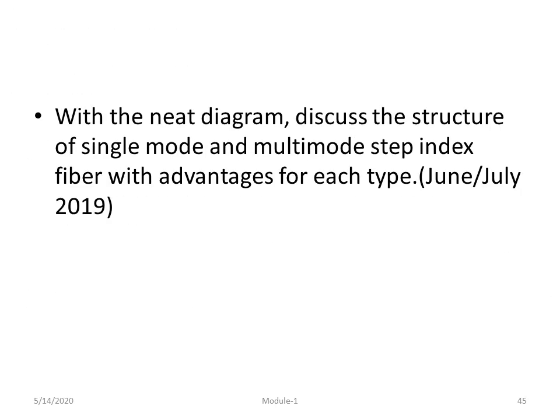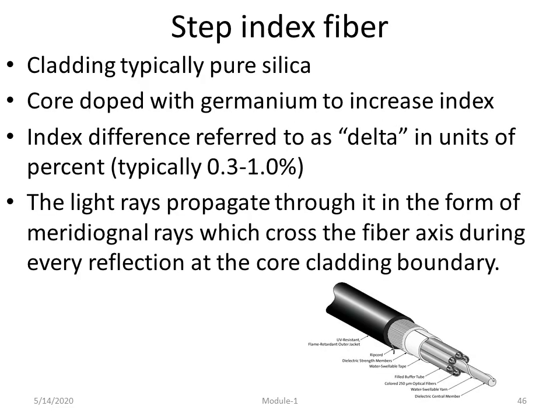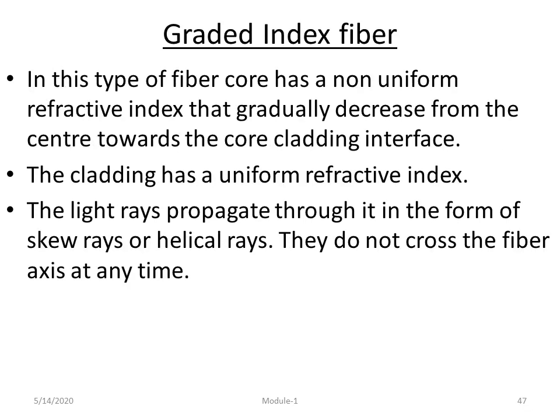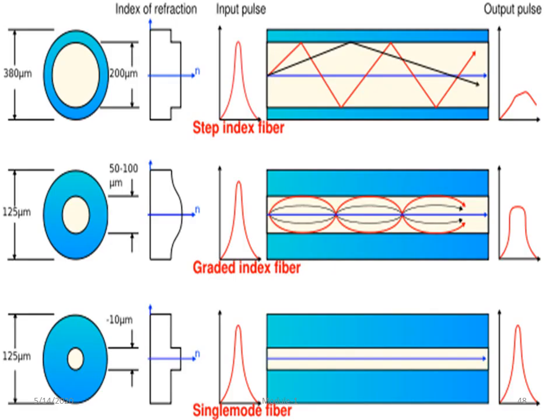A question asked in the previous paper: with a neat diagram, discuss the structure of single mode and multimode step index fiber with advantages for each type. So what is step index? Optical fiber is mainly classified into two types, step index fiber and graded index fiber. What do you mean by step index fiber? In step index fiber, there is a change in the refractive index between the core and cladding.